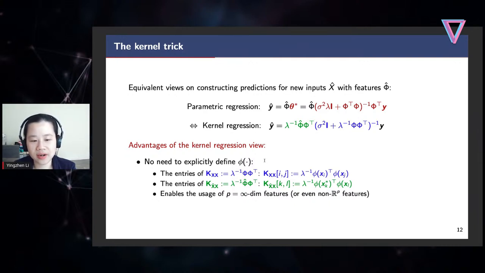So this is very, very useful if you want to, for example, use infinite dimensional features, because it is just impossible for you to explicitly write down each element inside an infinite dimensional vector. But if you can just write down the inner product here, which is defined by a kernel matrix, then you don't actually need to explicitly define this phi mapping. And you can directly use this kernel regression view to perform regression and do prediction here.